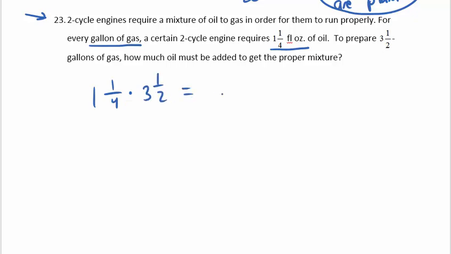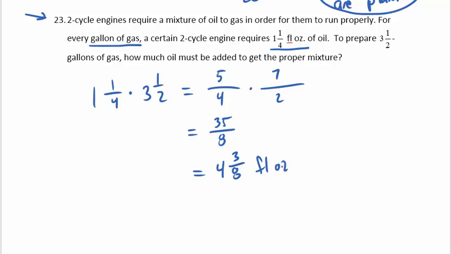And again, I'm going to turn these to improper fractions to multiply. So 4 times 1 is 4, plus 1 is 5. So that'd be 5/4. 2 times 3 is 6, plus 1 is 7, so 7 halves. Before I multiply, let's see if I got any common factors to divide out. I don't, so I'm just going to multiply 35 in the top, 8 in the bottom. And again, I think it makes sense to turn this back into a mixed number. So let's see, 8 goes into 35 4 times, which was 32, so I had 3 left over. So 4 3/8 fluid ounces of oil. Oops, that's not oil. Oil.